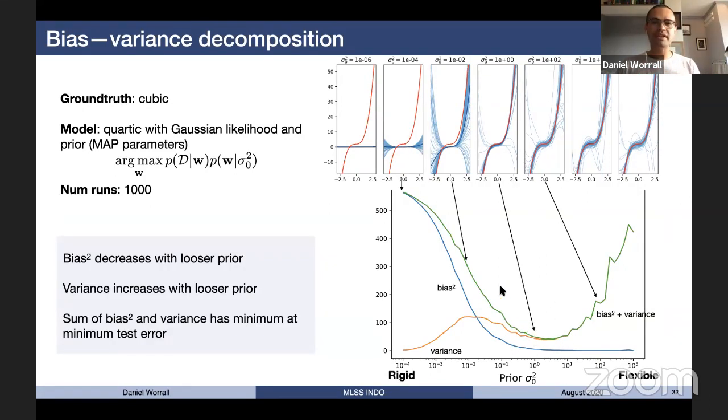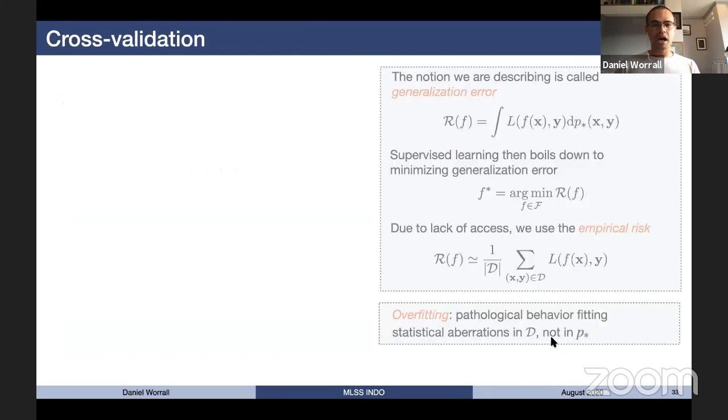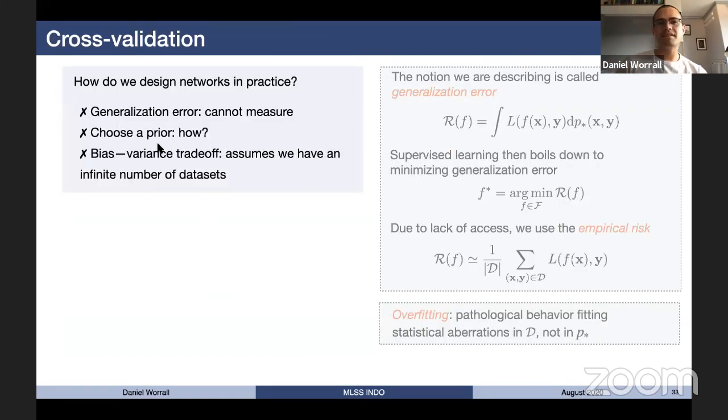So these are ways for designing your algorithms based on their expected performance on held out test data. But the problem is, generalization error, we can't actually measure this because we don't have the true data set. How do we even choose a prior? That's difficult. I'll talk about that a bit in my next lecture. And the bias-variance trade-off, while people sometimes talk about it as the most important rule in machine learning, assumes we have an infinite number of data sets, which we don't.